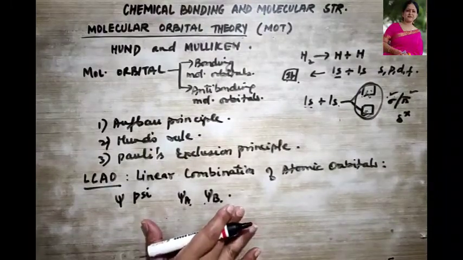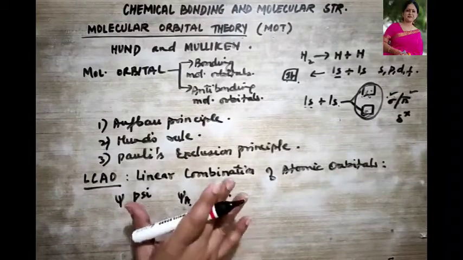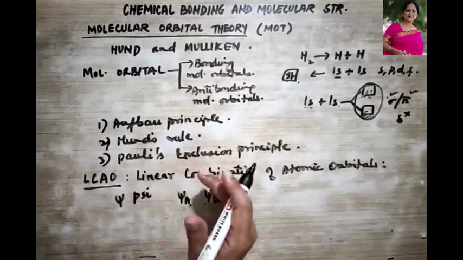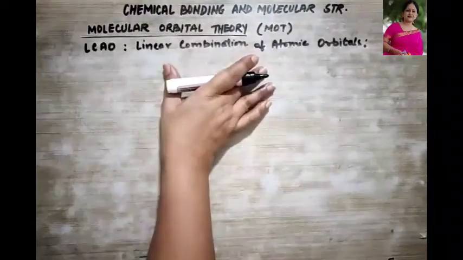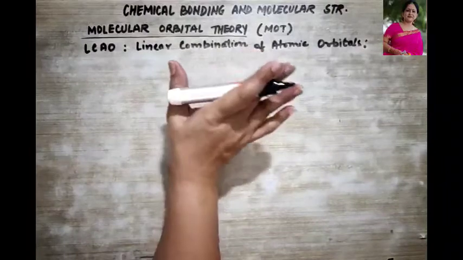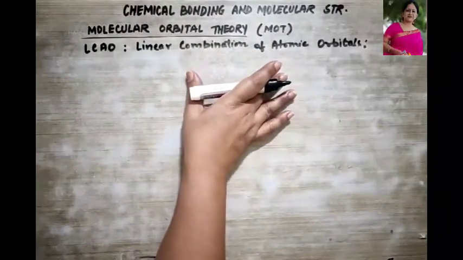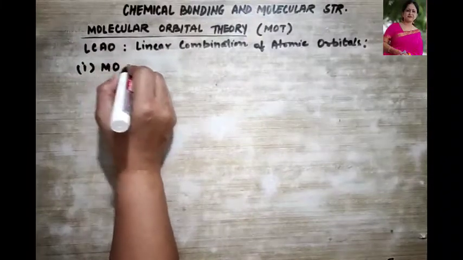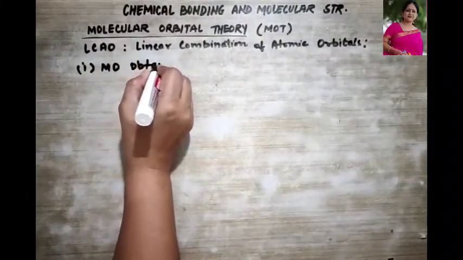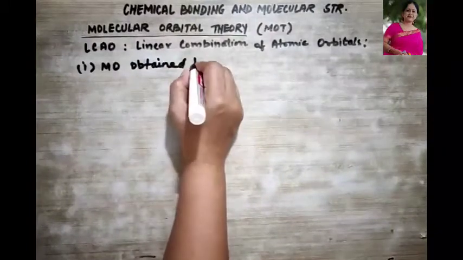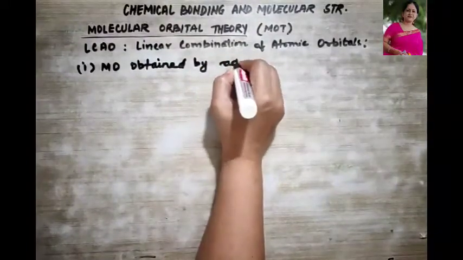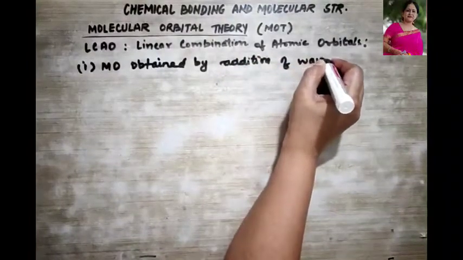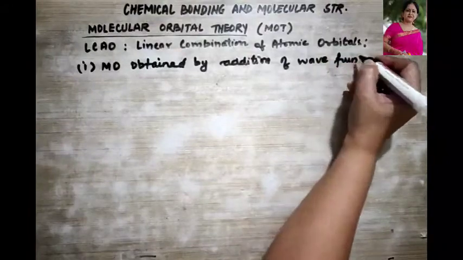Now let us talk about the molecular orbital obtained by addition of the wave functions of atoms. So let us understand the linear combination of atomic orbitals. First one, molecular orbital obtained by addition of wave functions.